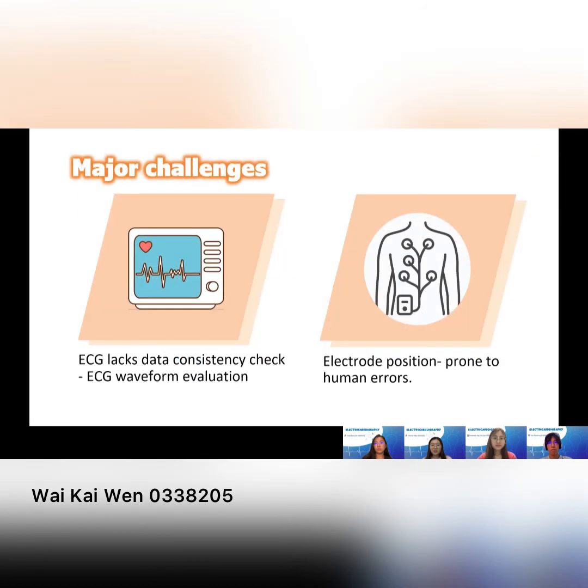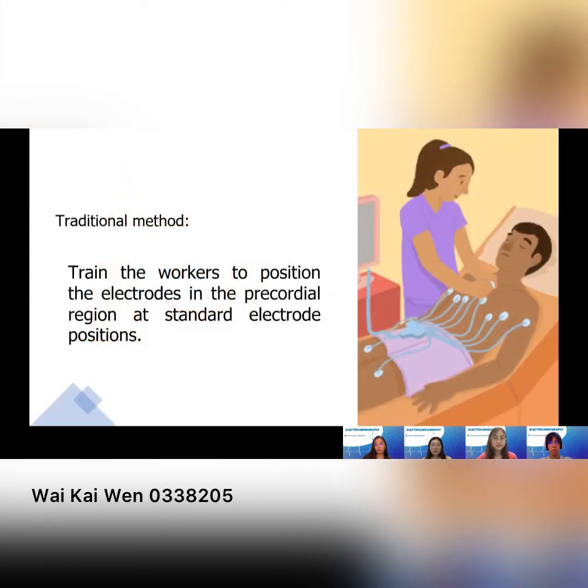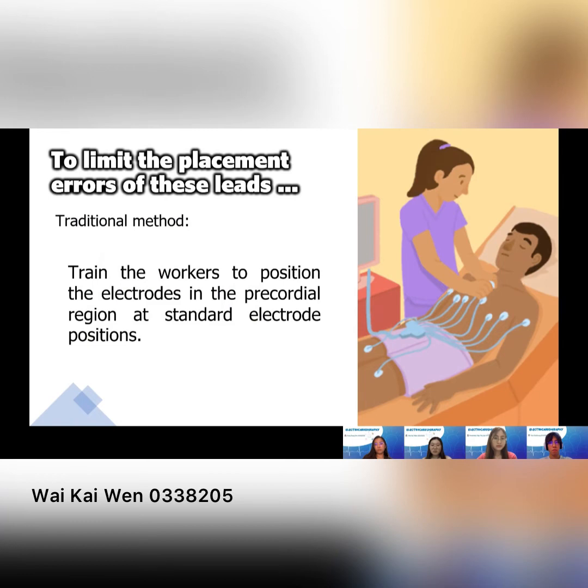Next. The major challenge of the ECG is that it lacks a data consistency check, especially in ECG waveform evaluation based on morphology. The main factor that influences the ECG waveform is electrode position, which is prone to human error. Next. The traditional method to limit the placement error of the leads is to train the worker to position the electrodes in the precordial region as the standard electrode position.